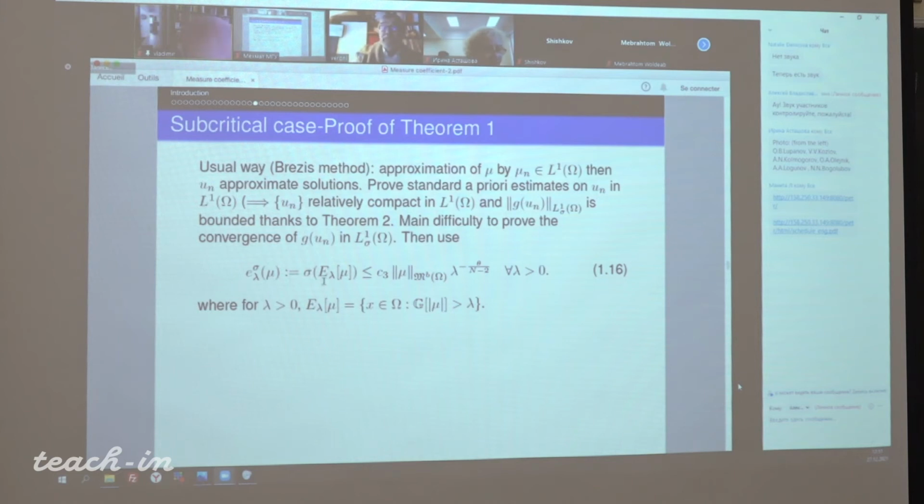Okay, and what we know, because of the classical estimate of G of a measure in the space L1 of sigma, is that if mu is a measure, G of mu will belong to some Lorentz space, the Lorentz space L theta over N minus theta. So that means that the sigma measure of this set, because of the Lorentz space, is bounded by some constant C times the measure, times lambda to the minus theta over N minus theta.